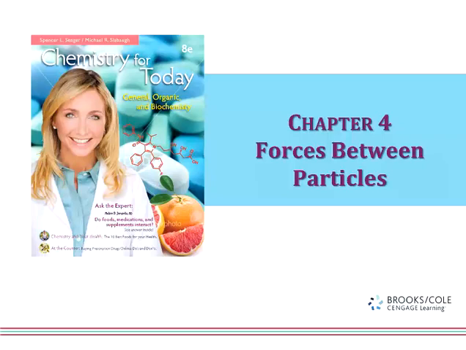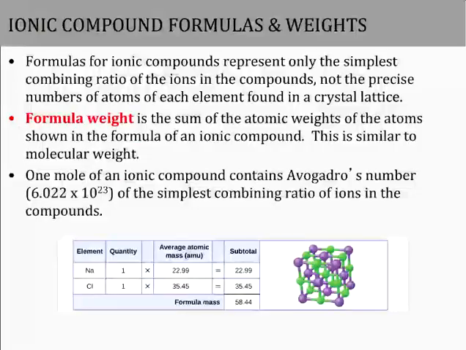Today we're going to talk a little bit more about ionic compounds, and then we're going to talk about how to name ionic compounds. So first, let's start with how to calculate the molar mass or the weight of an ionic compound. Formulas for ionic compounds represent only the simplest combining ratio of the ions in the compounds, not the precise numbers of atoms of each element found in a crystal lattice.